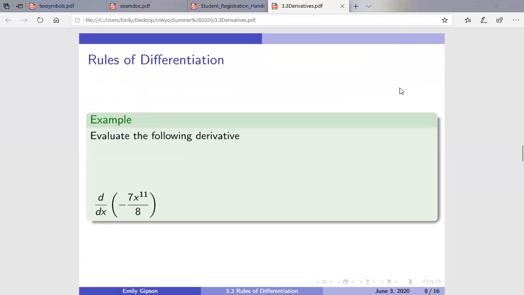So let's do some examples. Oh, I don't know why it's formatted like this, but okay. So I want you to evaluate the following derivative: d/dx of negative 7 times x to the power of 11 divided by 8. So go ahead and pause and come back when you think you need a little help or when you're ready to see the answer.